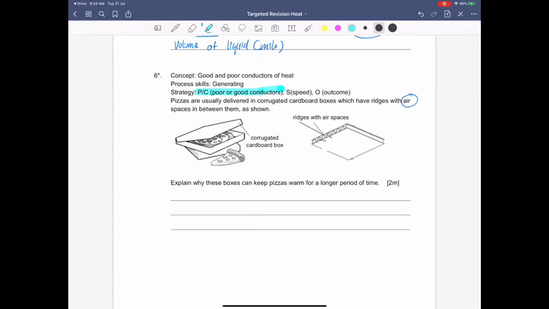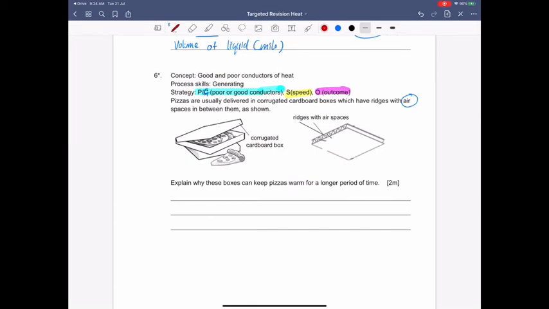Alright, and then you need to talk about speed, because whether something is a good or poor conductor, once again, is related to how fast, not how easily. The keyword is how fast it allows heat to pass through it. Alright, and then you talk about the outcome as shown. So let's go ahead and attempt this question.